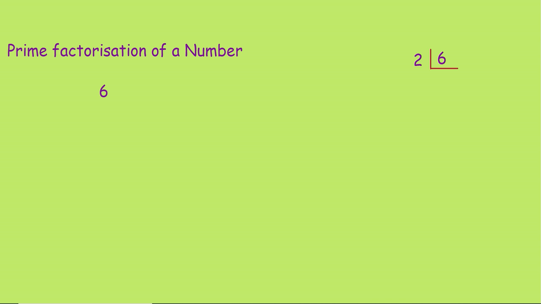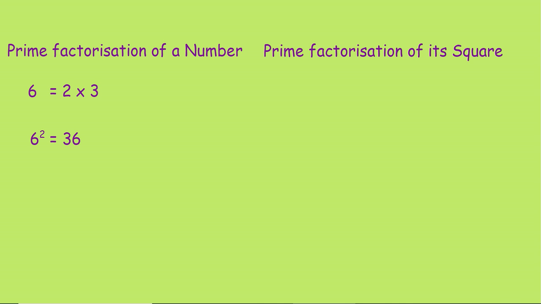6, when you divide it by 2, you get 3. Therefore 6 you can write as 2 into 3. Now what is 6 square? 6 square is equal to 36. Now let us find out the prime factorization of its square, 36.